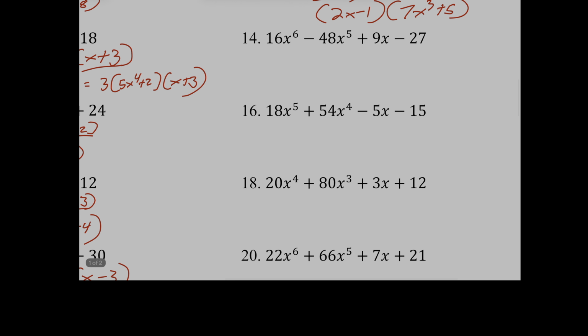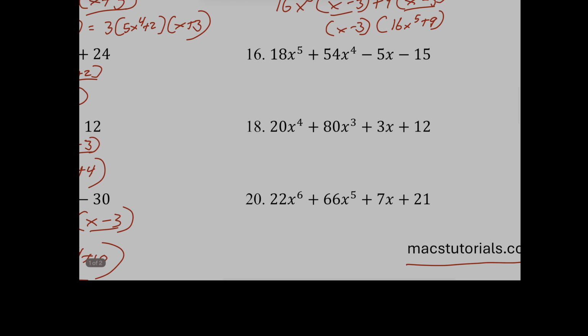All right, here we go. Number 14. Now this one, a 16 will go in the 48 3 times, so I can pull out a 16x to the fifth, which means I'm left with an x minus 3. And this one, I can pull out a positive 3, which I'm left with a x. No, I'm sorry, not a plus 3. I could do better than that, can't I? I can pull out a plus 9, and I'm going to get an x minus 3. Boom, and boom. So I'm going to pull out my x minus 3, and here I'm going to be left with a 16x to the fifth plus 9, and that's it.